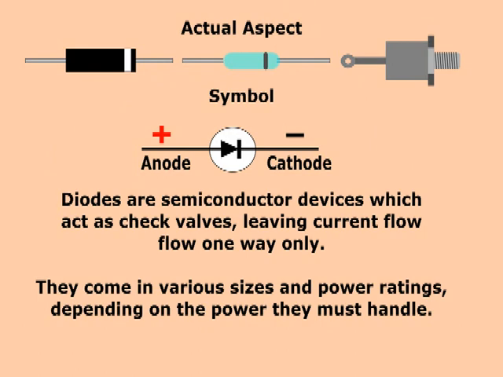A diode is a component capable of conducting electrical current in one direction only. If the anode, triangle in the symbol, is positive, and the cathode, bar in the symbol, is negative, the diode conducts as if it were an on switch.